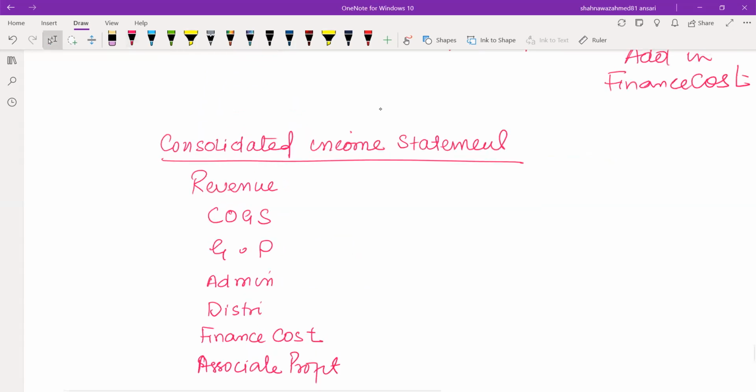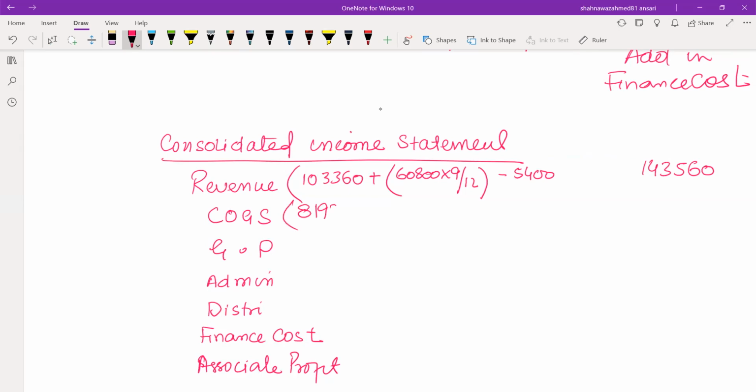Let's put the figures. The parent company's revenue, subsidiaries revenue, but remember it's a mid-year acquisition, so it's 9 by 12. Intra-group sales, we have already calculated this. 9 months intra-group sales. So it's 143,560 consolidated revenue.